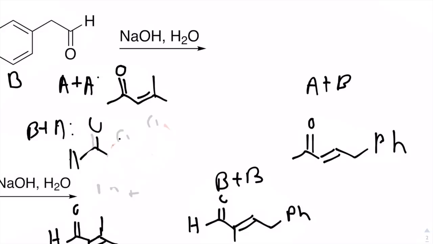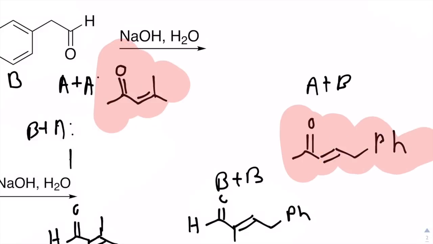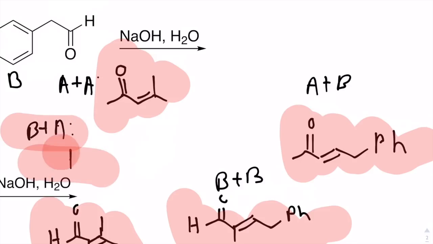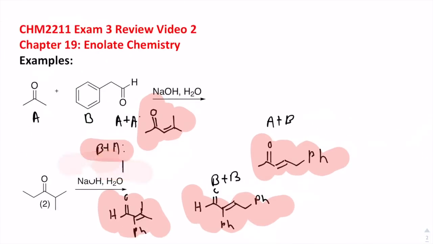So overall, we have, I'll highlight it, we have this product, this product, this product, and this product. So clearly you can see why we don't like this in terms of synthesis, because we have 4 different products and we can't isolate one or the other. All right, so let's just move on to the next one.